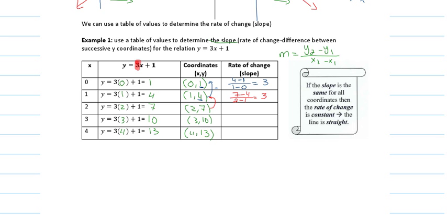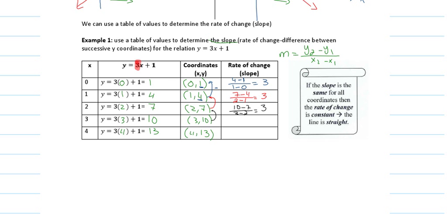Next one. What will be my y2? 10 minus 7 over 3 minus 2. Perfect. 10 minus 7 is 3. 3 minus 2 is 1. So it's going to be 3. They have to be. Otherwise, you've made a mistake.